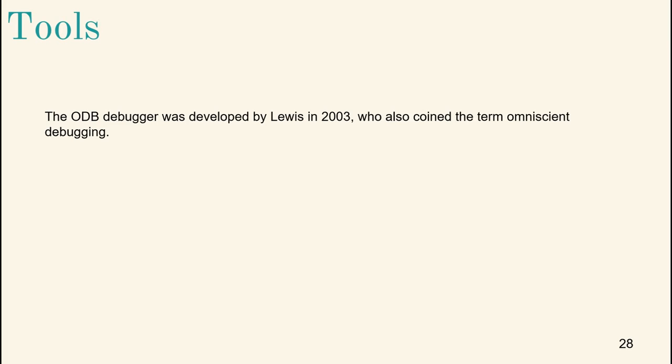One of the tools we went over was the ODB debugger, and it was developed by Lewis in 2003, who also coined the term omniscient debugging.